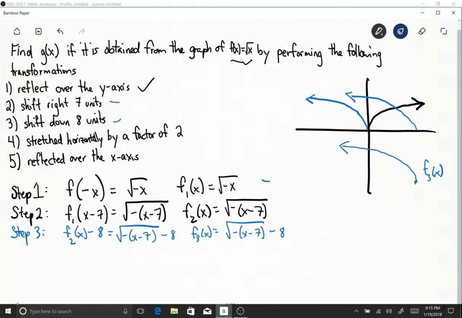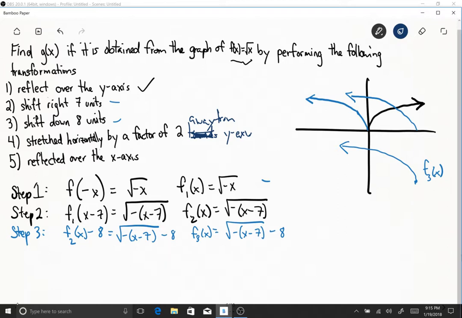Stretch horizontally by a factor of 2. I should write away from the y-axis, because we're stretching away from it. So notice what that's going to do? Well, that's going to take this whole graph and kind of further it out, right?